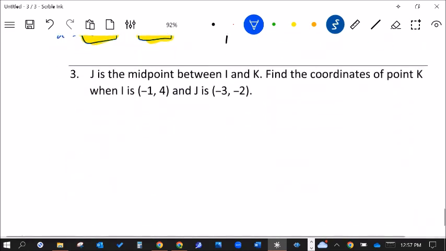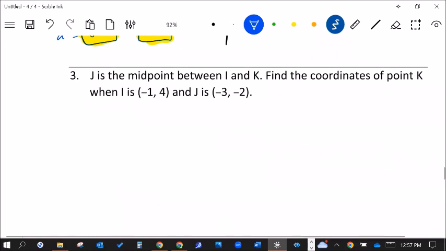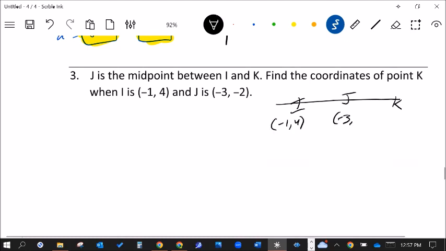Okay. Now, one last problem, and this time is where we know the midpoint, but not one of the ends. Okay, so on this one, we want to find k when we know what I is and we know what j is. -1, 4, and -3, -2. This is like one example I did a moment ago. All right, go ahead and do this one yourself, and pause and come back when you get it finished, and I'll go through it.